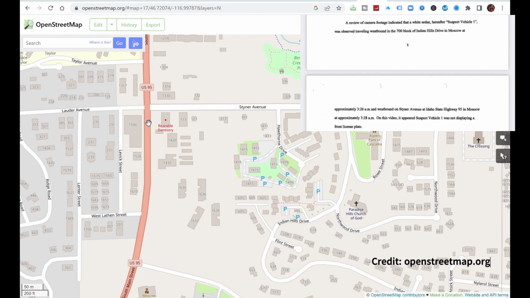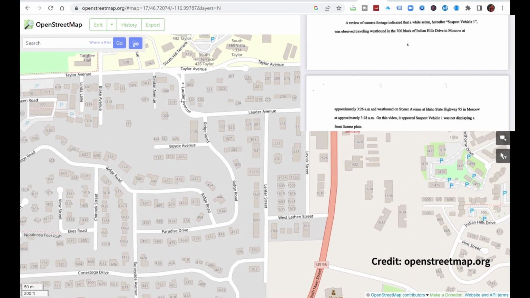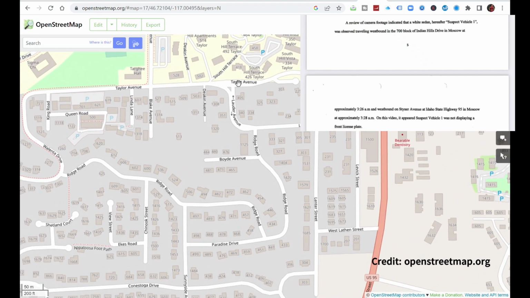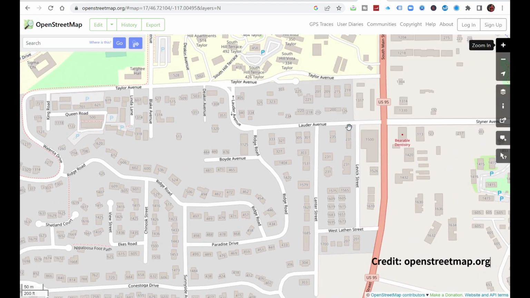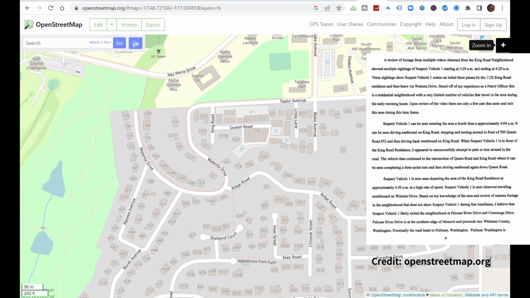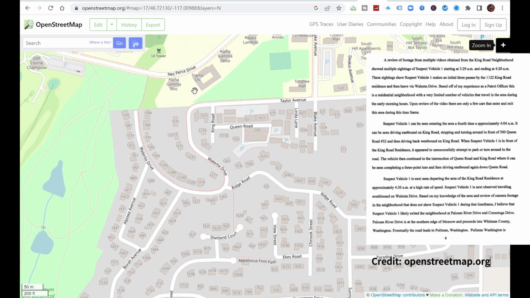And then it goes westbound on Steiner Avenue at Idaho State Highway in Moscow at 3:28. So approximately 2 minutes later, it looks like suspect vehicle 1 is at that intersection. And then it moves on. It doesn't really tell us how the vehicle moves down the street, but the next conversation that it's having in the affidavit is it's talking about 3 passes that were made by the King Road residents in this area.